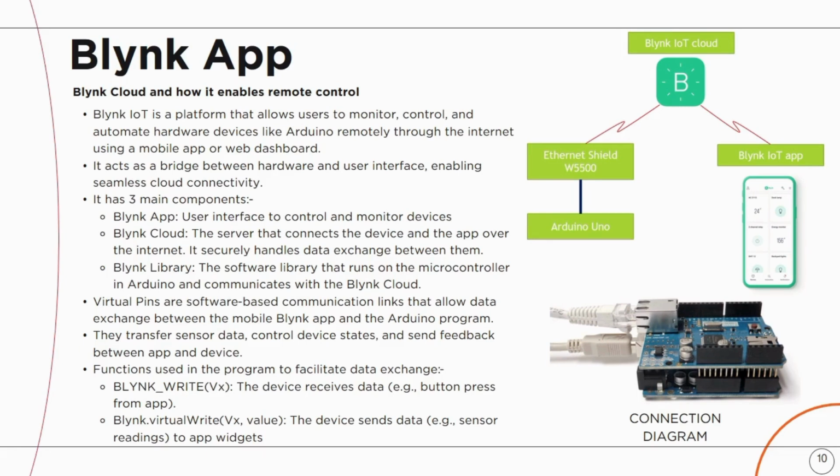During the development of the project, two major functions used to facilitate this data exchange are the BLYNK_WRITE and the Blynk virtual write. BLYNK_WRITE is a function that's used when the device receives data. For example, when a button on the app is pressed, this information must be communicated to the device, which is the Arduino microcontroller. Blynk virtual write is a function used when the device sends data. For example, sensor readings obtained by the Arduino are sent to the app and displayed on the dashboard.